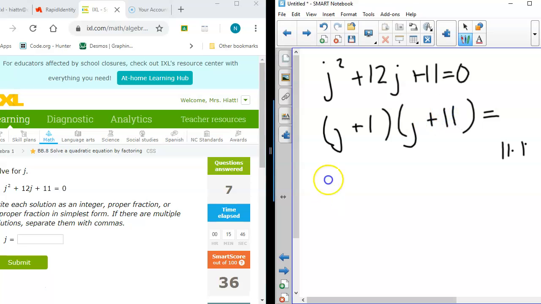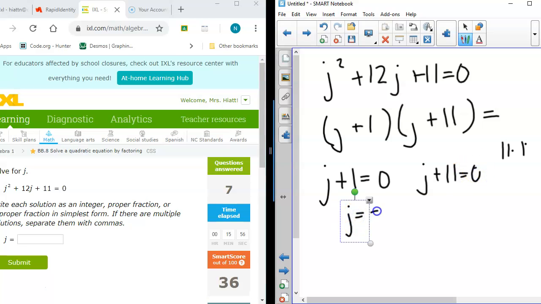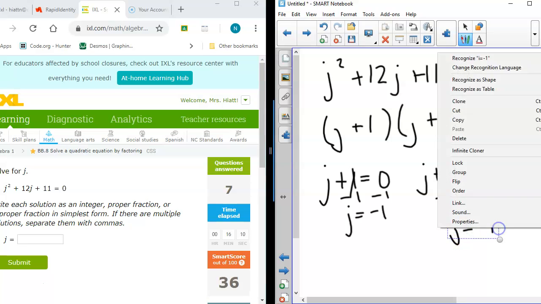And so j plus 1 equals 0, and j plus 11 equals 0. So j equals negative 1 whenever you subtract that 1 from both sides. And then here, when you subtract that 11 from both sides, j equals negative 11.